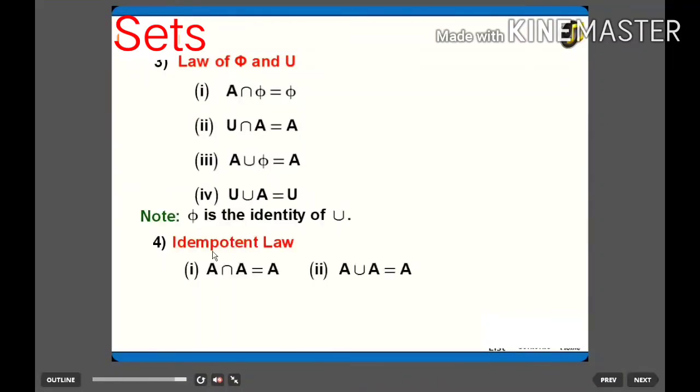So look here, the idempotent law means you get the same set: A intersection A is A only, and A union A will be A only. The distributive law: you have A intersection (B union C), which will be equal to (A intersection B) union (A intersection C). So look here, this is the law you have to understand.